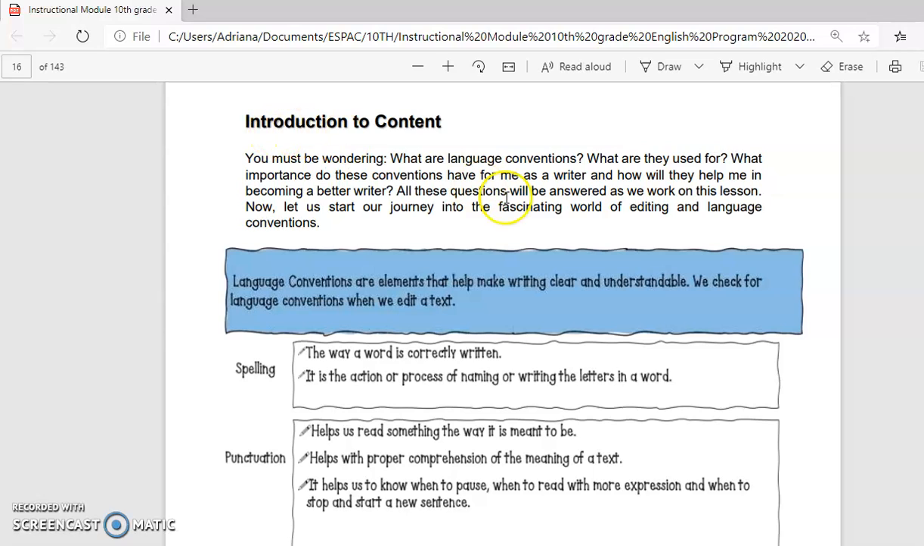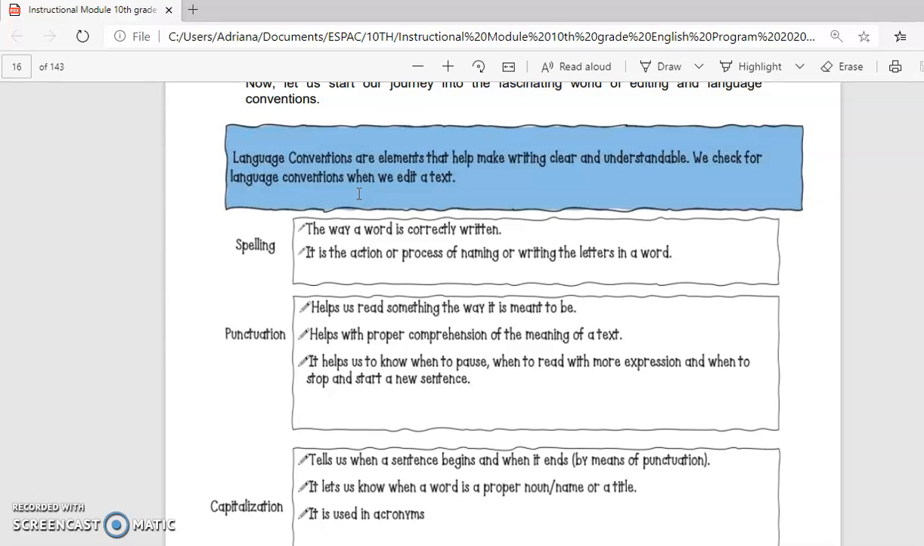First, they start with basic questions. You must be wondering, what are language conventions? What are they used for? What importance do these conventions have for me as a writer, and how will they help me in becoming a better writer? And then we have the explanation and such.